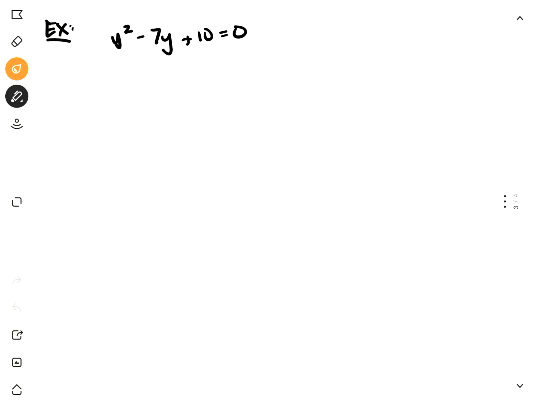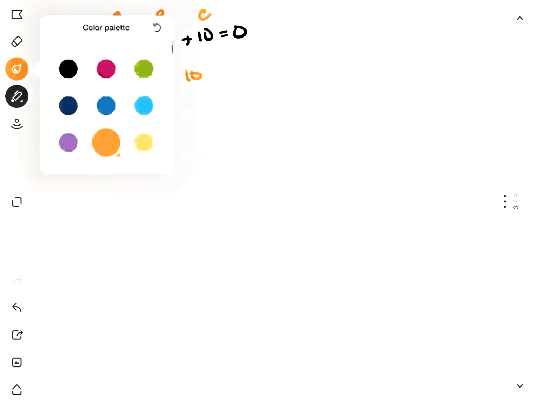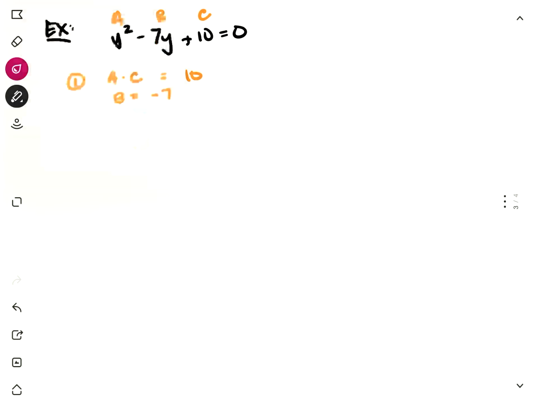This time we're looking at y squared minus 7y plus 10 equals 0. So step 1 again, we're going to do a times c. A is 1, b is negative 7, c is 10. So a times c is going to be 10, b is negative 7. Okay, step 2. So what multiplies to get 10 and adds to get negative 7?